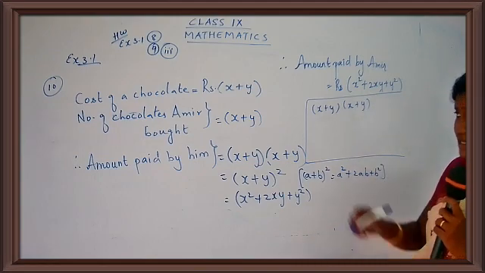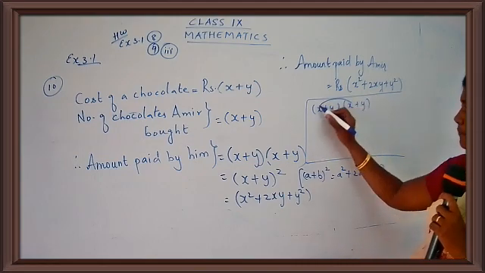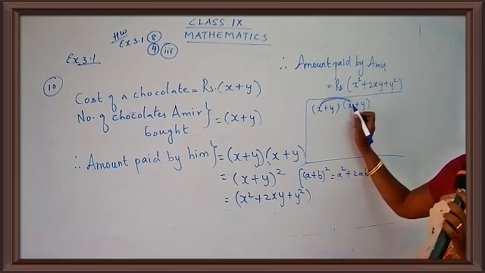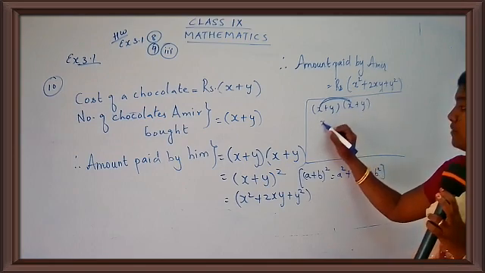How to multiply this? X into x. First thing, x into x. What is x into x? X into x is x square. How many x do you have? 2x. We will put x square.